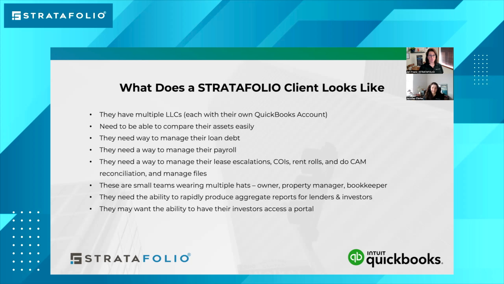Most of the time, the teams that we work with are quite small, under 10 individuals, but they're wearing multiple hats. They're the owner, they're the property manager, and the bookkeeper. Sometimes that bookkeeping ability really should not be with them. And that's where Jennifer and team will suggest that there might be a better solution for them to help keep things up.